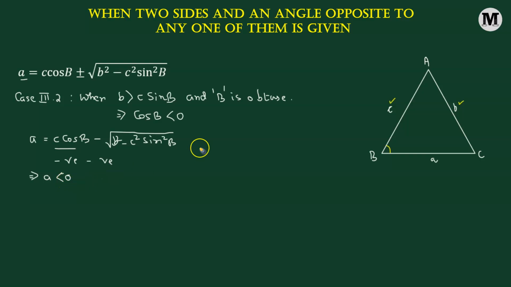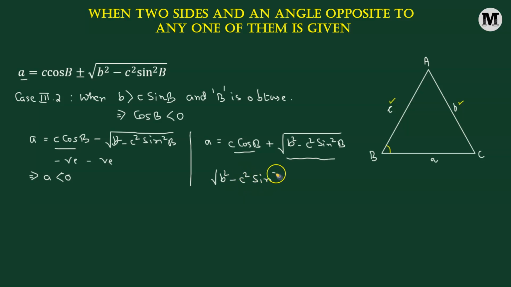Since a cannot be less than 0, we have only one possibility, that a must be equal to c times cosine of angle B added to the square root of b squared minus c squared sine squared B. So this is the only possible solution. And also here, since cosine B is negative, the second term must be greater than the first term. So the square root of b squared minus c squared times sine squared B has to be greater than the first term, c times cosine of B. So let's square both sides. We get b squared minus c squared sine squared B, which is going to be greater than c squared cosine squared B.